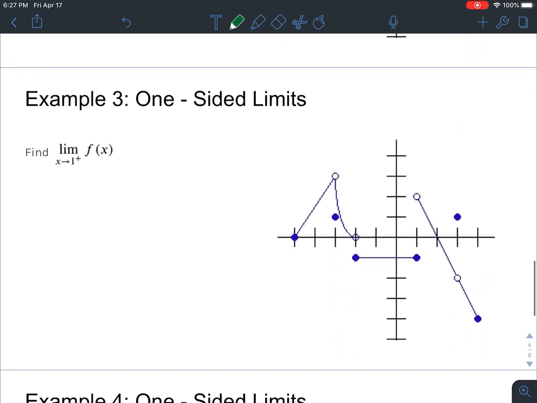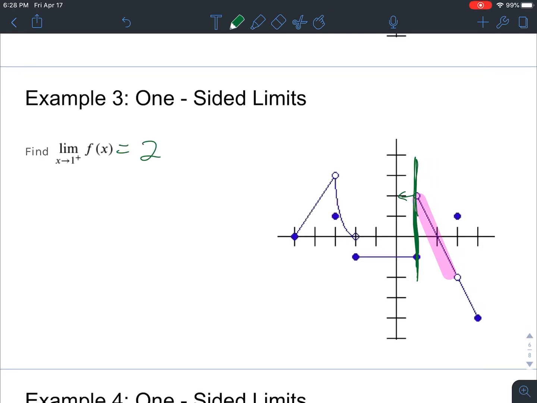On to example 3. So now we have the limit of f of x as x goes to 1 from the positive side. So here we're going to note where x equals 1 is. And we're going from the positive side, so from the right-hand side. So I'm going to be tracing the graph till I get as close as possible to x equals 1. And I notice that as I get to x equals 1, y is getting close to positive 2. So the limit of f of x as x goes to 1 from the positive side is 2.